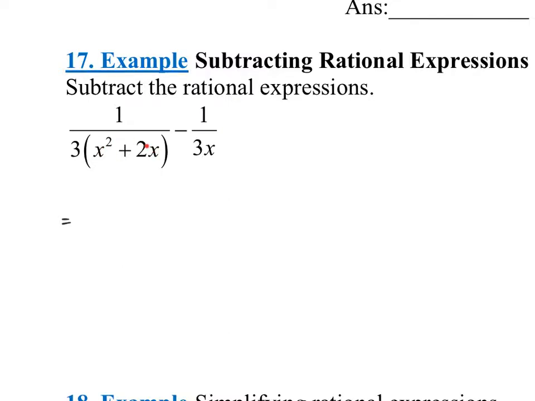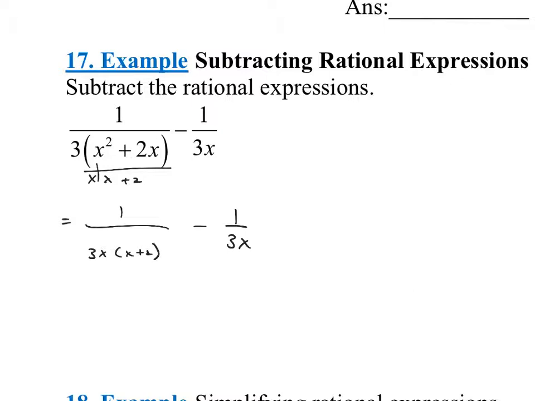Well, looking at that x squared plus 2x, I notice, isn't there an x in common there? So if I factored out that x in common, I'd have an x plus 2. So really what I want to think about is 1 over 3x times x plus 2, minus 1 over 3x. The reason I did that is because it makes it easier for me to find the common denominator.